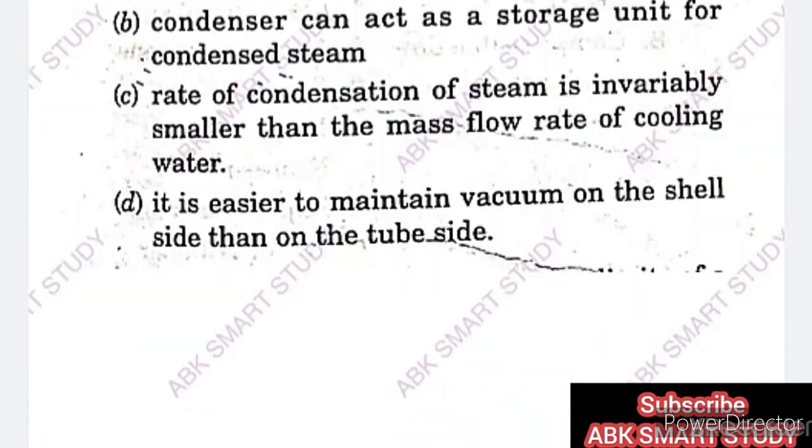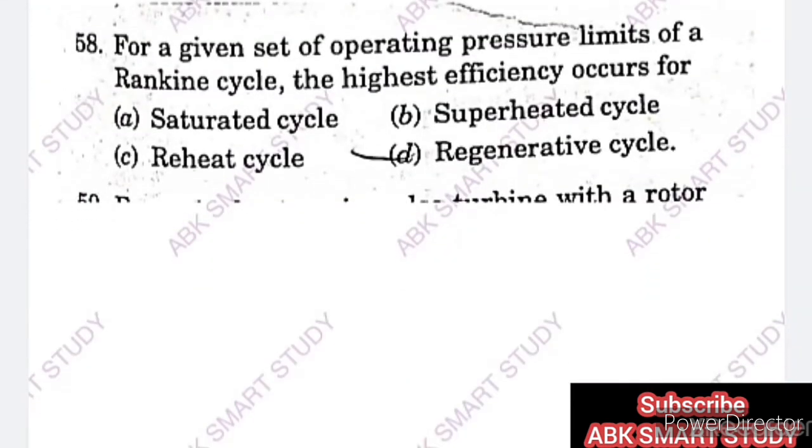Next question. For a given set of operating pressure limits of a Rankine cycle, the highest efficiency occurs for which cycle? Here we know the efficiency of the ideal regenerative cycle is exactly equal to that of the corresponding Carnot cycle. Hence the highest efficiency occurs only for the regenerative cycle. So here option D is the correct answer.